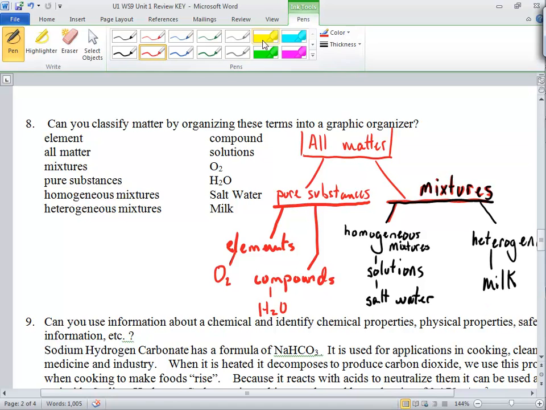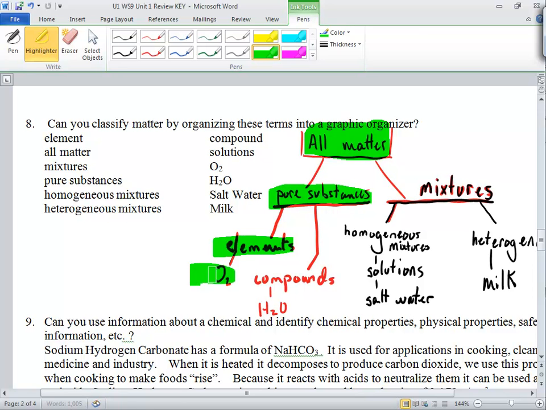Here is a graphic organizer of the terms dealing with matter in this unit. And of course, I think it's pretty self-explanatory that all matter can be divided into pure substances or mixtures. Pure substances include elements like oxygen and compounds like water.